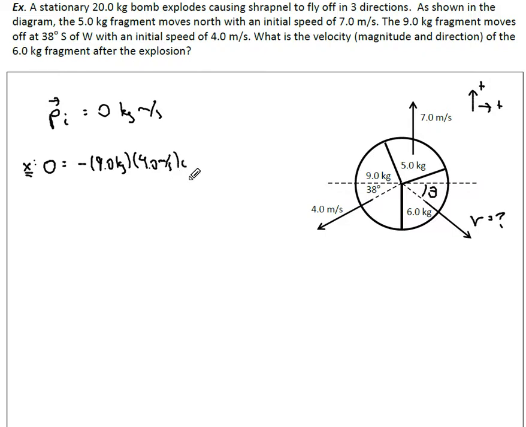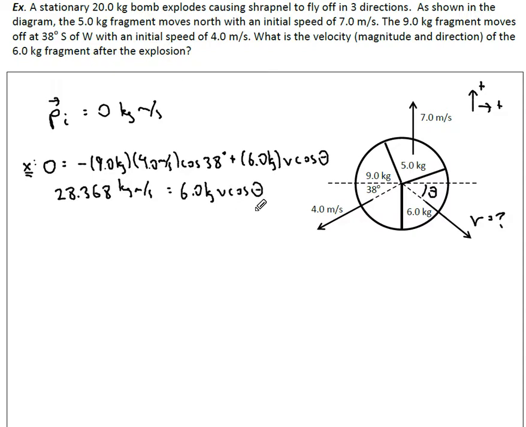And it's acting at some cos 38 degrees. And there's also the momentum of the other object, the 6.0 kilogram object, with some velocity v and some angle cos theta. Again, I'm not going to write down that 5 kilogram object because it's traveling just in the y direction. So I multiply it through, we get 28.368 kilograms meters per second is equal to 6.0 kilograms v cos theta. So there's our first equation.